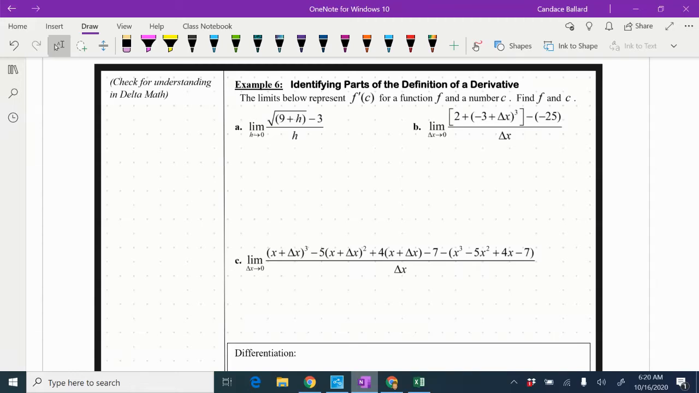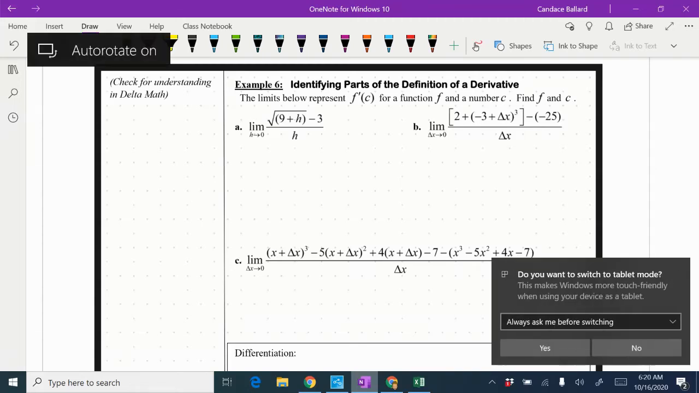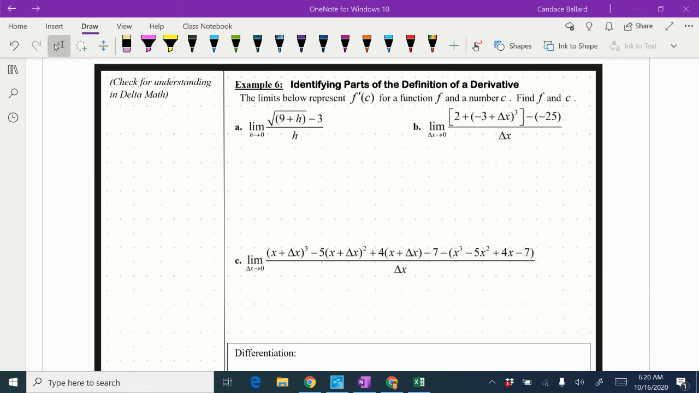So this is the last of topic 2.2 and 2.3. We're going to be identifying parts of the derivative just so you can make sure you're understanding where these parts are coming from. So we have limits below that represent f prime of c, and then a function f and the number c. We're supposed to figure out what f and c are actually equal to.